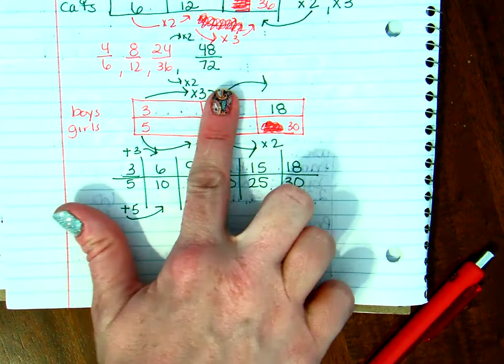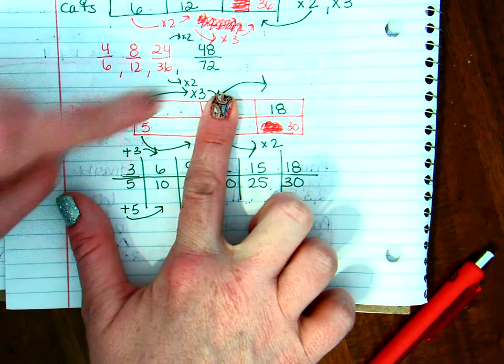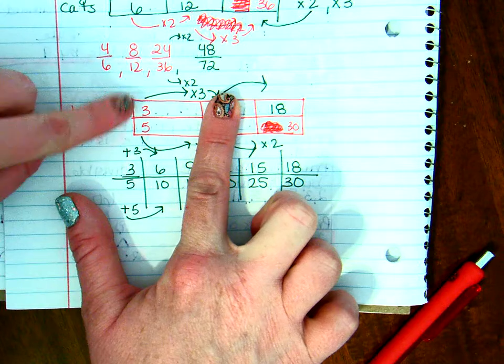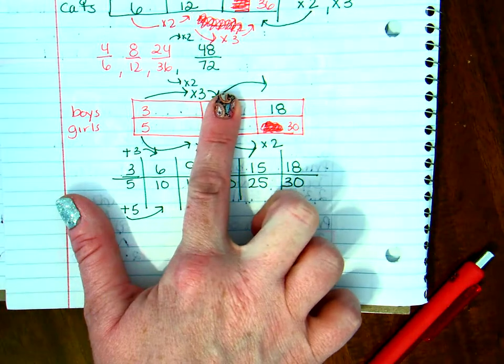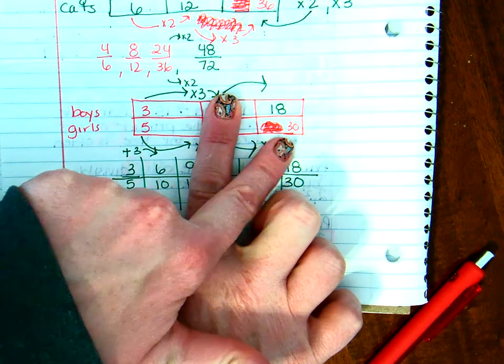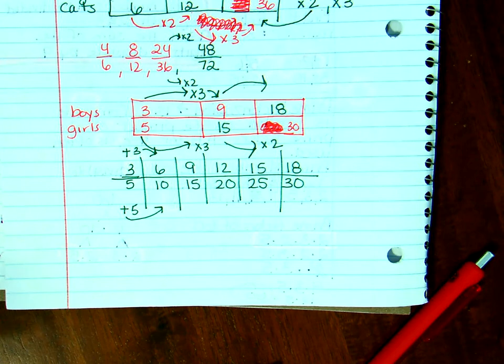You know, I can look here even and say, okay, what's happening for 3 to get to 18? Well, I'm multiplying by 6. If I multiply by 6 to get to that at the top, I can do the same to the bottom. 5 times 6 is 30. But you're always comparing just 2 boxes.